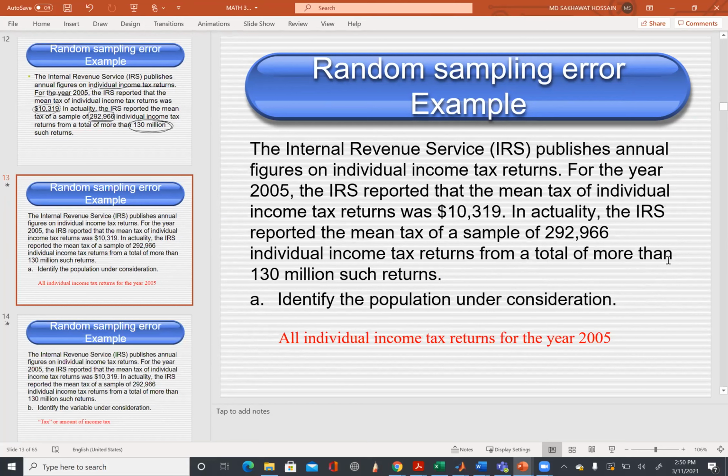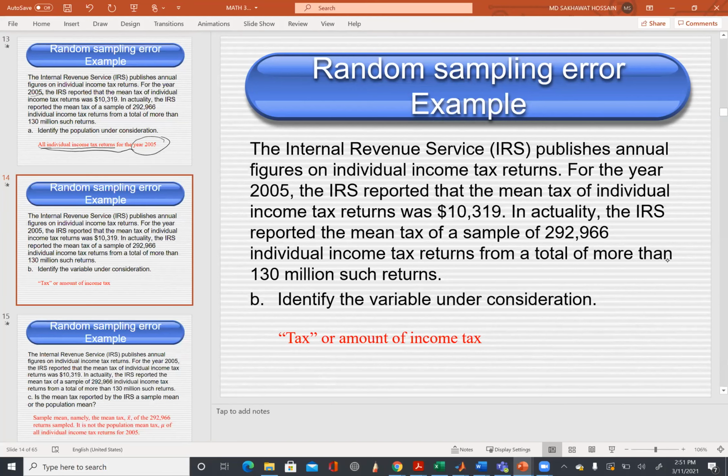So now the question is, identify the population under consideration. So what is the population in this case? The population means all individuals of our interest. So here our interest is the tax returns. So we have all individuals' income tax returns for the year 2005. So the population will be all individual income tax returns for year 2005.